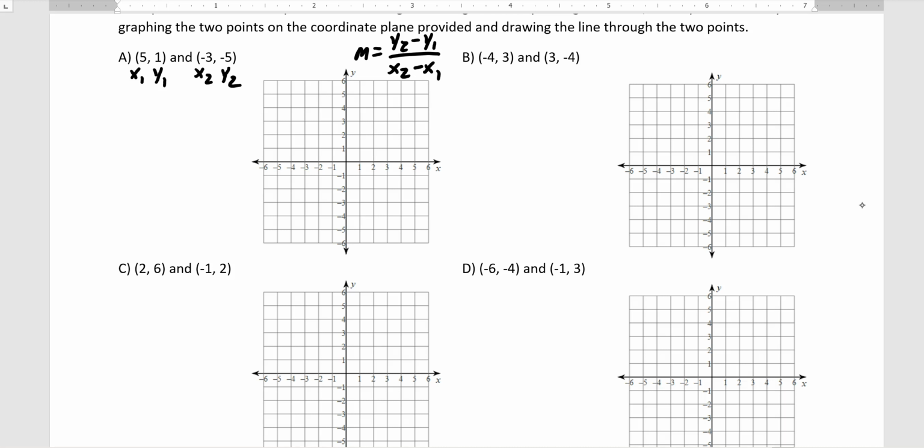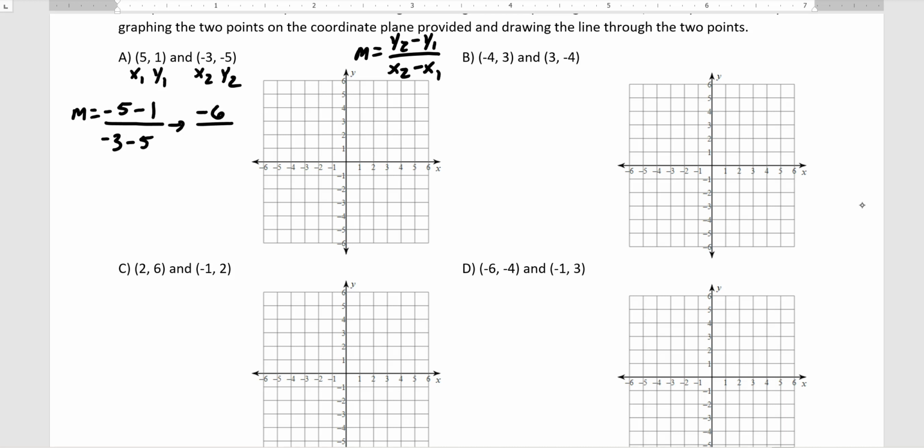So y2 is -5 minus y1 is 1, over x2 is -3 minus x1, which is 5. All right, so -5 minus 1 would give me -6.